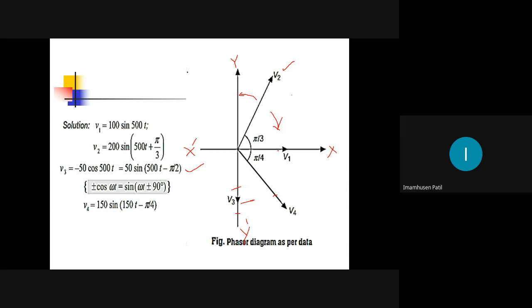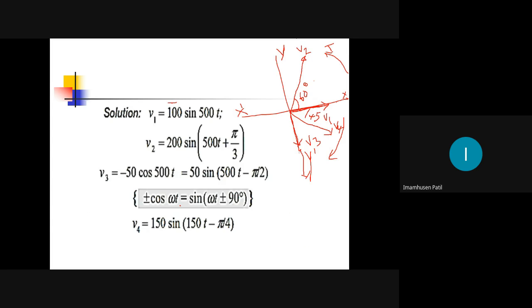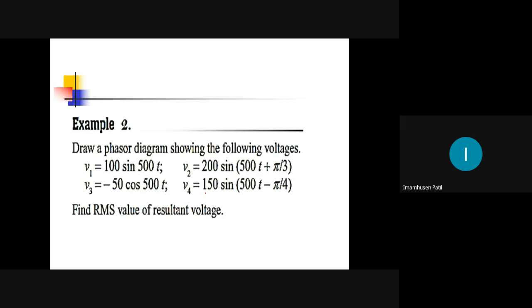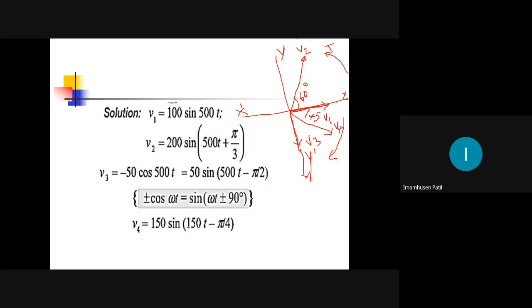Now V4, sir: 150 or 500? I'll check for any mistakes. In the question it is 500. Okay, sorry, this was a mistake. V4 is 500. That cannot be changed. It is standard for 500.